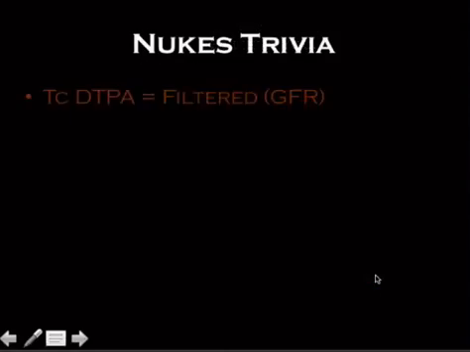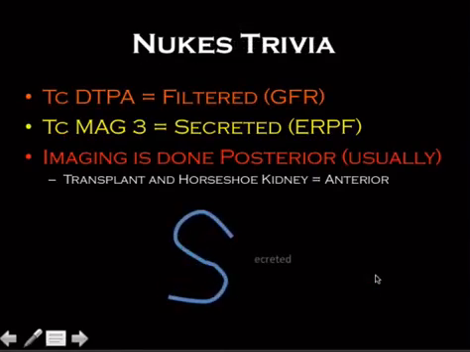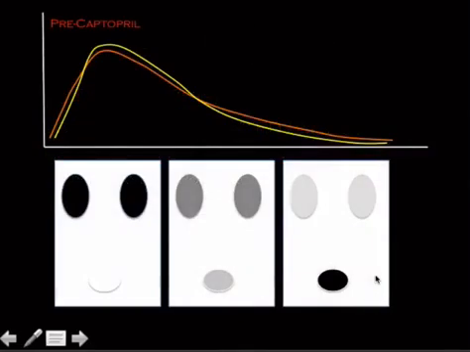So we talked about this stuff. All right, so back here we go. You do the test twice, once before you give the captopril and then once afterwards. And what you're looking for is for things to get worse. So this is a normal. This is what normal looks like.